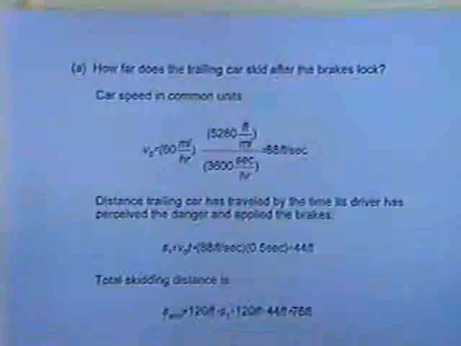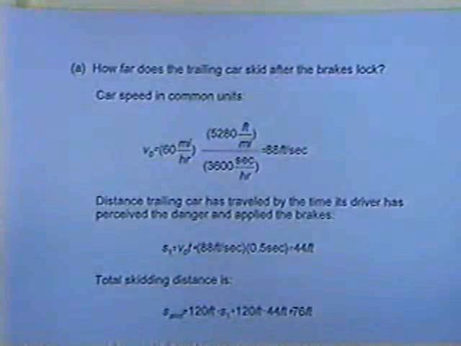This is the type of problem you might encounter on the exam. And sort of the way that it might go is they might first ask you, how far does the trailing car skid after the brakes lock? Well, again, the first thing you have to do is to convert the car speeds to some common units, convert it to feet per second. If you know they're traveling at 60 miles per hour, simply converting that to feet per second, that comes up to 88 feet per second.